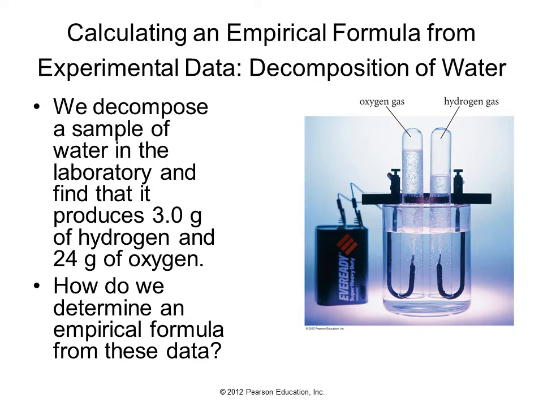For instance, let's take water. This is an interesting picture of the decomposition of water. Here's oxygen gas formed and the hydrogen gas. You can notice the volume is twice as much hydrogen to oxygen. If this is weighed, we'll find the sample produces only 3 grams of hydrogen, right there's the 3 grams, and 24 grams of oxygen. How could we, from this empirical evidence, determine the empirical formula of water?